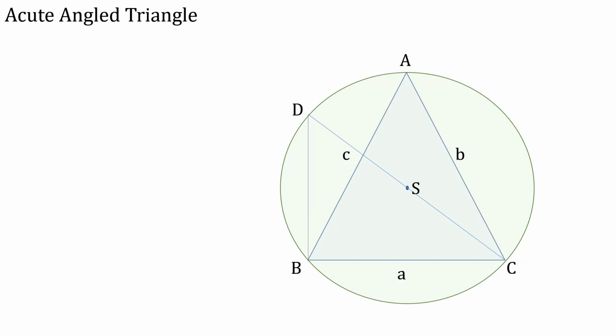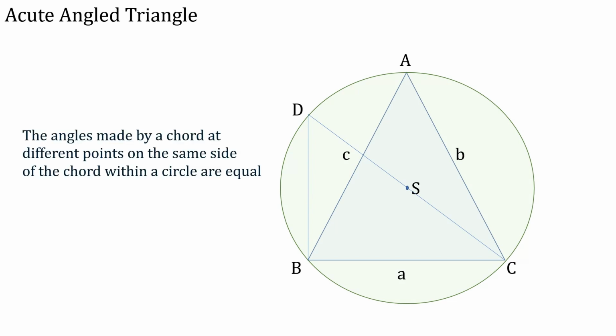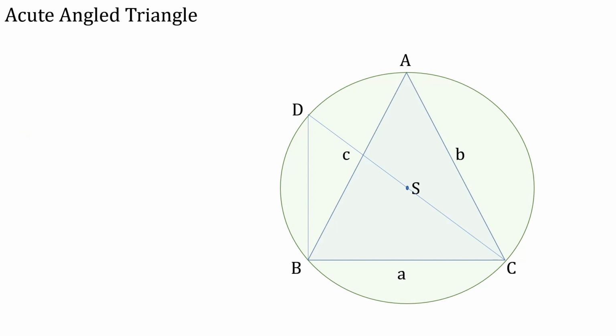Join B and D. Means now the BC chord has made another angle in the major segment, that is angle BDC. According to the statement that we have, the angles made by a chord at different points on the same side of the chord within a circle are equal. Using this statement, we can write angle BAC is equal to angle BDC. These two angles are made by the chord BC.